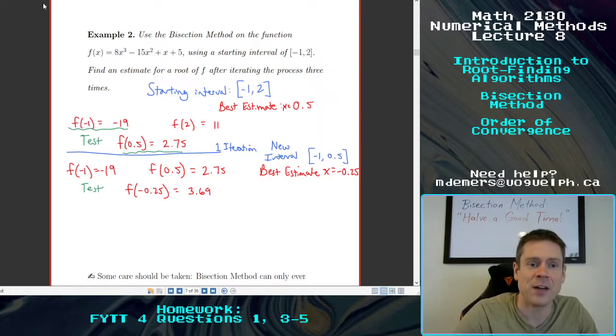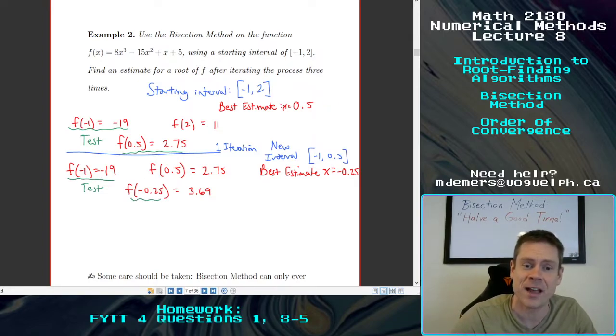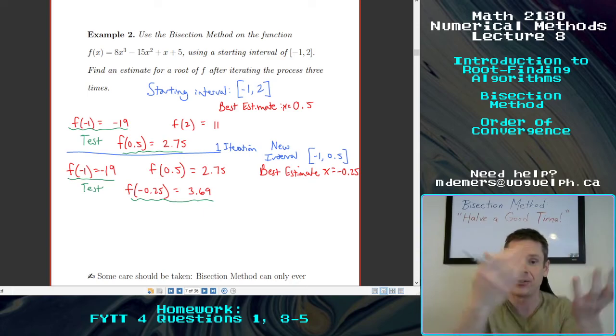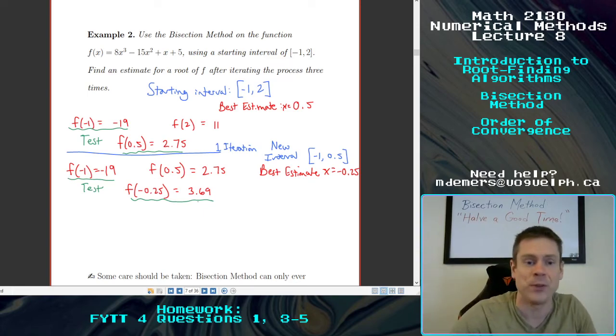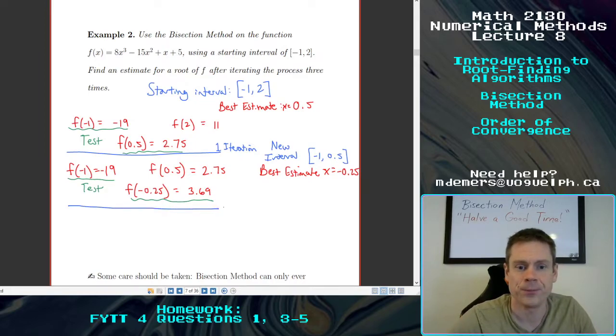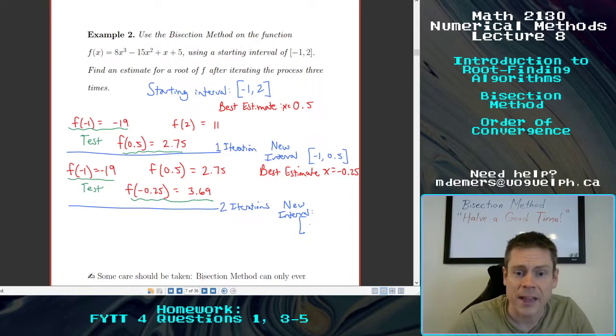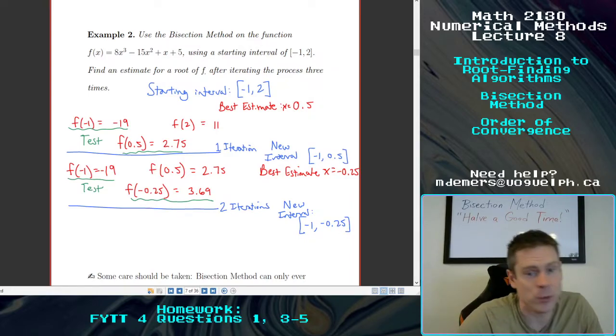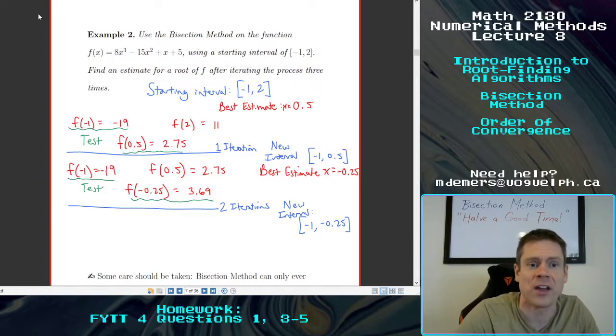Okay, we've carved down the interval a little bit more. It looks like we've actually come up from 2.75, but we have to be in a tighter range of x now because we have a smaller interval. So there's got to be a root between those two. We've got 2 iterations finished now, and our new interval is -1 to -0.25. And I said do it 3 times, so we're going to do it one more time.